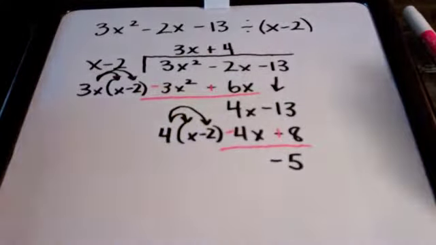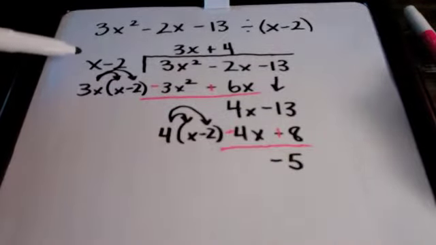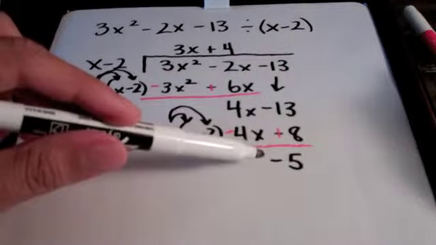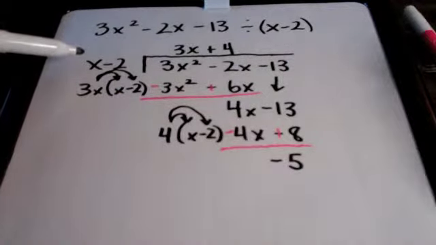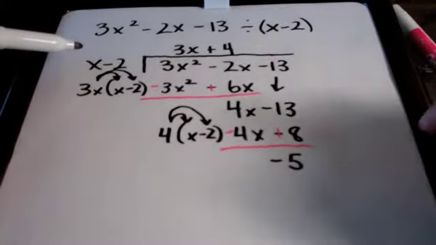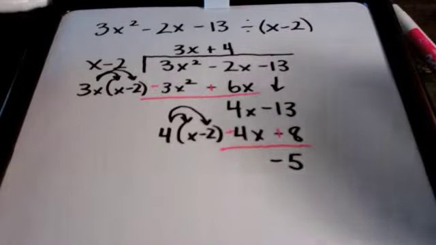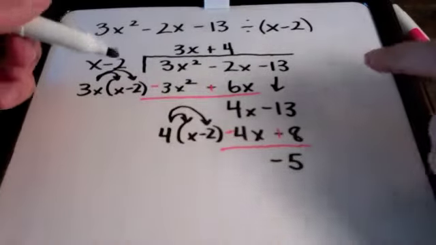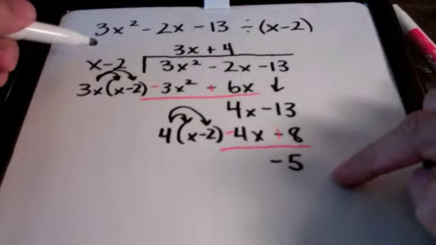So now, when we look at this, we've got negative 5 over here, and there's no x in this piece, so we can't continue to multiply anything to get this negative 5, so this is actually going to be our remainder. And with these problems, when you write the remainder, you write it as part of the quotient, but over the divisor.